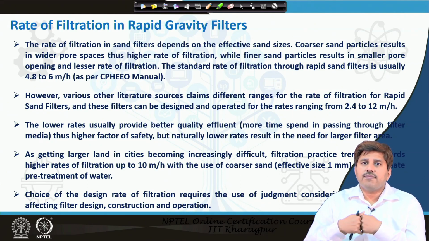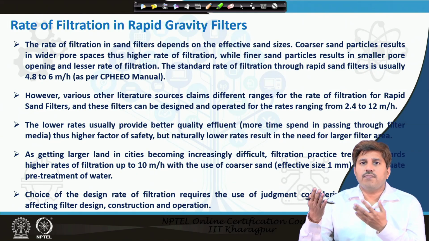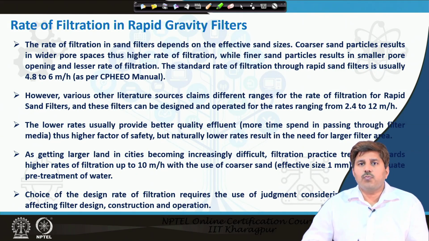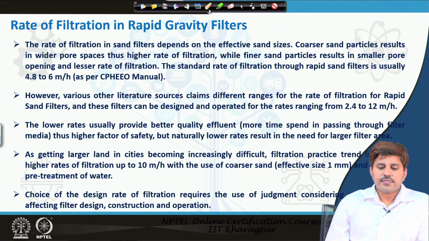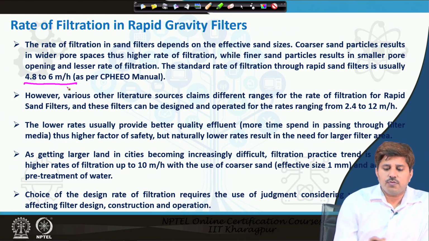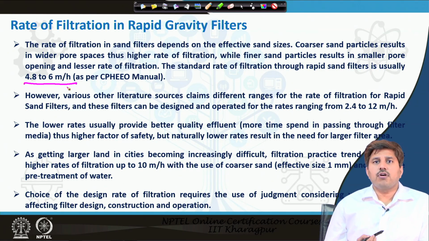Now, the standard rate of filtration through rapid sand filters is usually 4.6 to 8 meters per hour. So, even if you are operating at around 5, close to the lower range of 4.8, we are still getting 50 times higher rate as opposed to the slow sand filters. Now, various literature claims different ranges. This is the range referred to in the CPHEEO manual, but there are various other manuals or reports or studies.